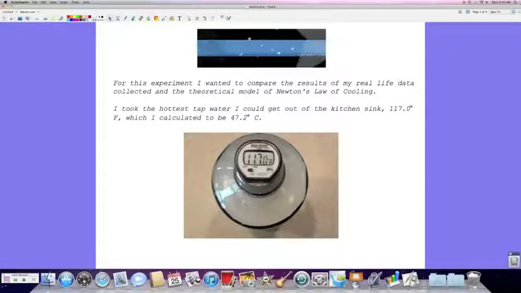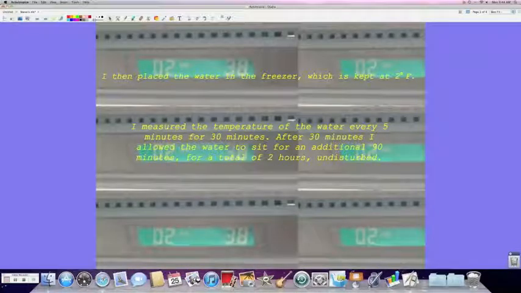So what I did is I took the hottest tap water that I could get out of the kitchen sink, which was 117 degrees Fahrenheit, which equals 47.2 degrees Celsius. I then placed the water in the freezer, which is kept at 2 degrees Fahrenheit. My refrigerator actually has a display of the actual temperature in the freezer, so I was able to verify that I was able to maintain that temperature in the freezer.